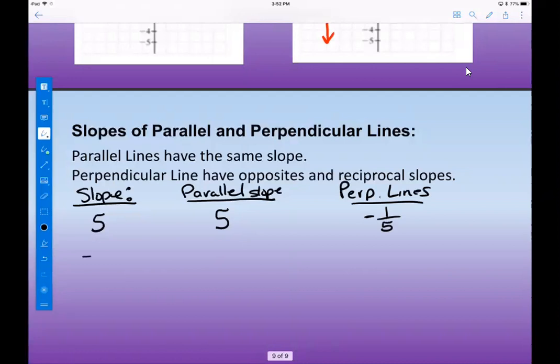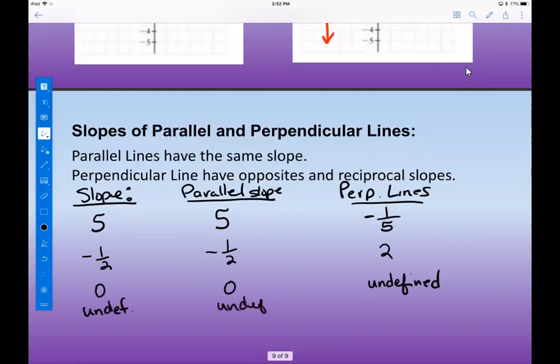What if we have negative 1/2? Well, the parallel slope would also be negative 1/2. For perpendicular, the reciprocal of 1/2 is 2, and the opposite would be positive. What if we have 0 slope? Well, parallel would be 0. The opposite of 0 is going to be undefined. Or we can do vice versa: undefined slope. Parallel would also be undefined, so the reciprocal of undefined is 0.